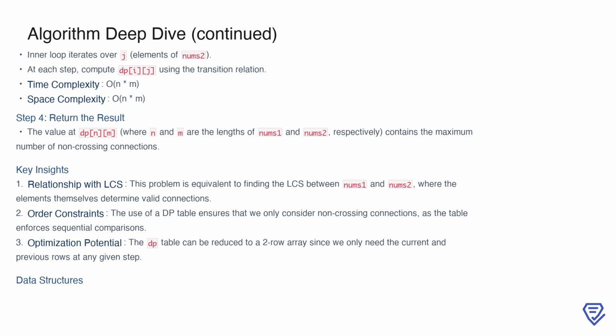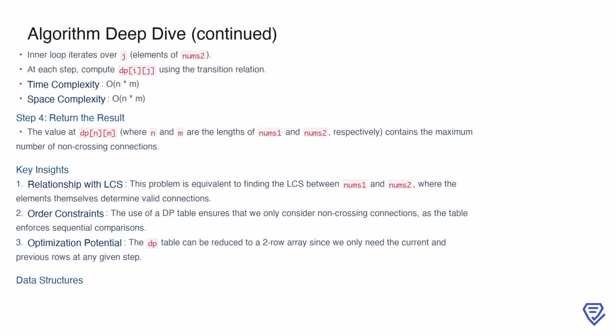The time complexity of this algorithm is O(n*m), where n and m are the lengths of nums1 and nums2, respectively, since every cell in the dp table is computed exactly once. Similarly, the space complexity is also O(n*m), due to the size of the dp table.